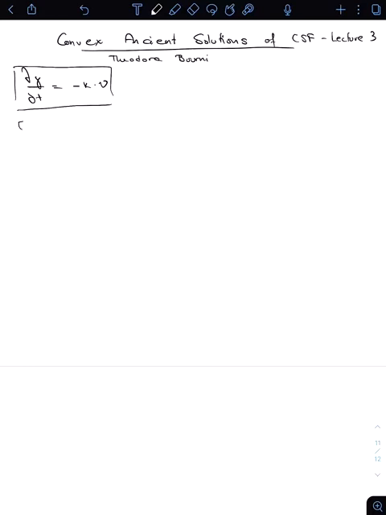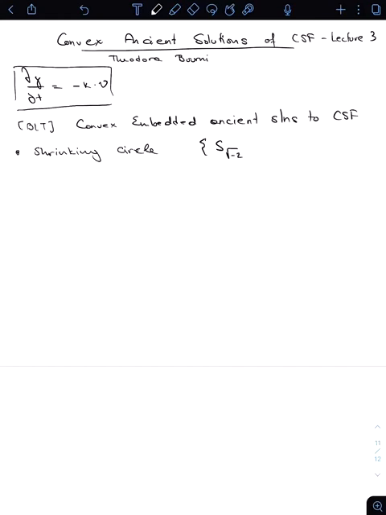So we're going to see the theorem along with Langford and Tinaya that says that the only convex embedded ancient solutions to curve shortening flow are, well, the two compact ones we had from the previous time. So the shrinking circle. Remember these are the circles with radii squared of minus 2t, t goes from minus infinity to 0. The angular oval.